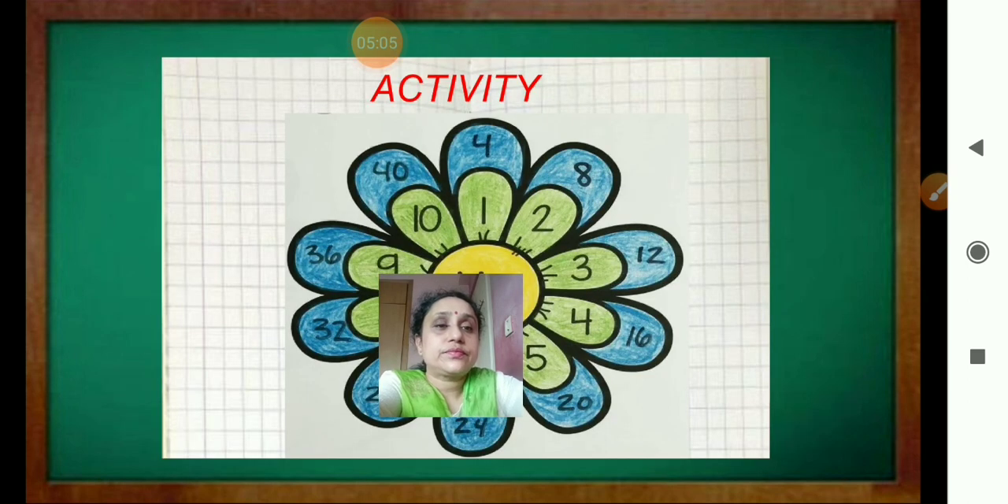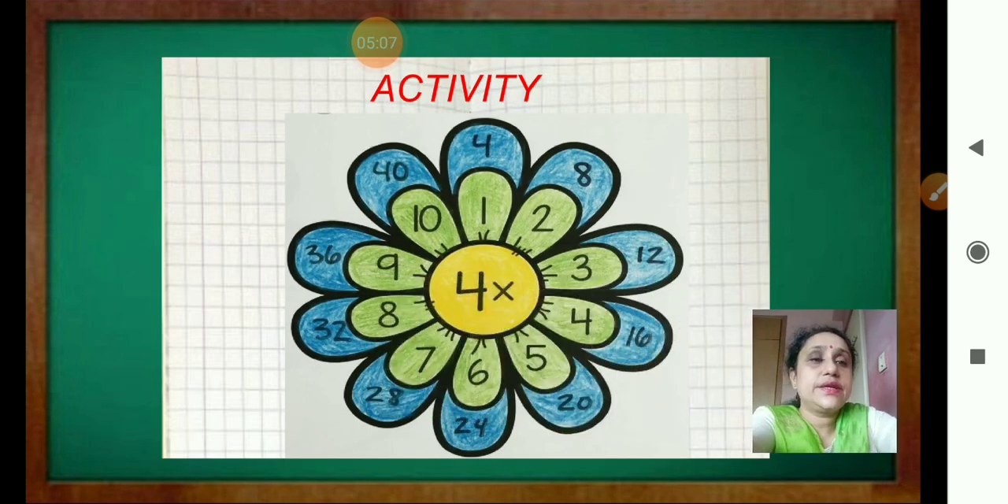Okay. Now next, see here. One activity is there. After writing the tables, you can do this activity in your notebook. It is very simple. Here I have shown this activity with tables of 4. You can do it with any number, 2, 3, 5, anything, or when you learn other tables. So it is very simple. You can see a flower. One circle is there. Inside there, 4 is written with the multiplication sign.